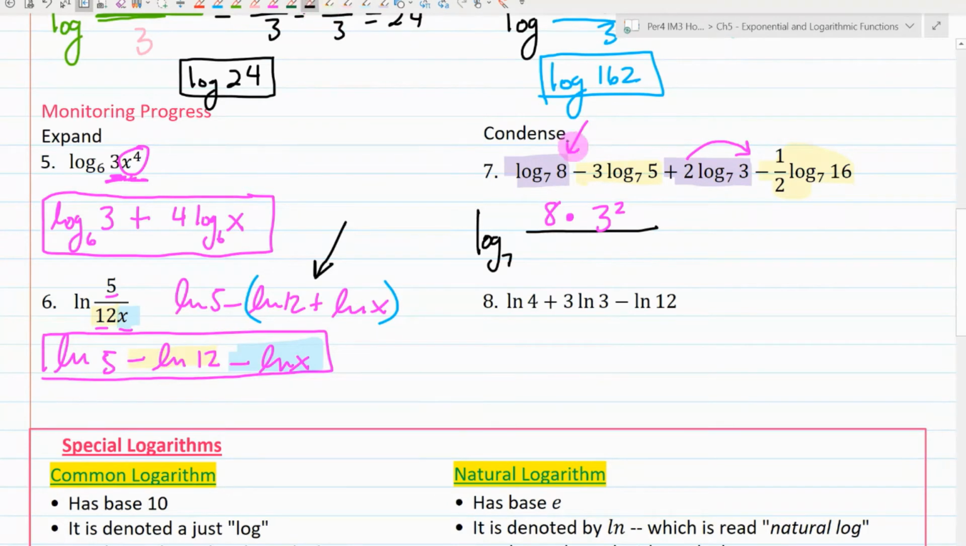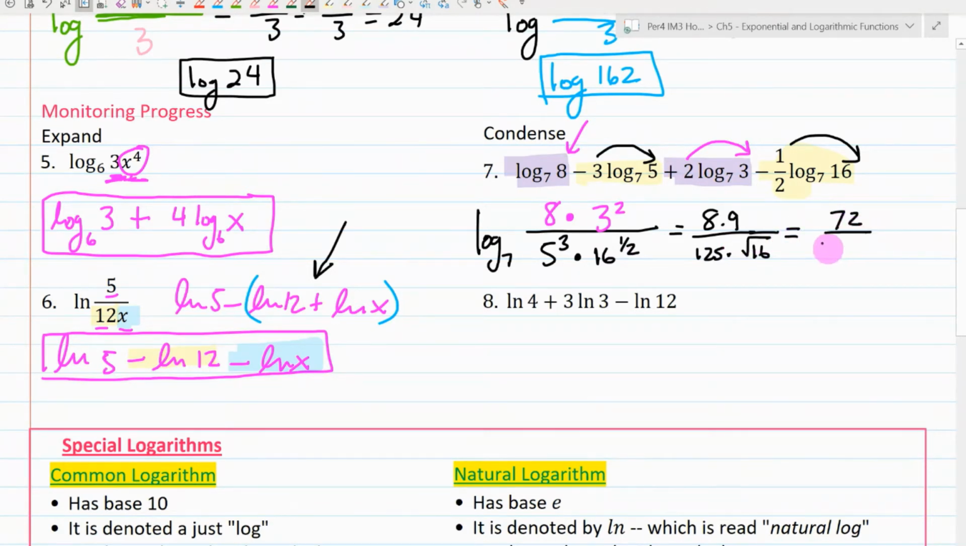Okay, so in the denominator, this 3 is the exponent of that 5. And this 1/2 is the exponent of 16. So I have 8 times 9, 125 times, that's the square root of 16. So 72, and then 125 times the square root of 16, which is 4. If you reduce that, you get 18 over 25, over 125, I mean.